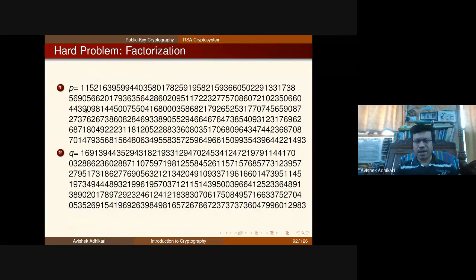So I am stopping it here. Now it's your time. For the next class, you read the RSA crypto system, and I will show you a few more applications of how the RSA crypto system is useful.